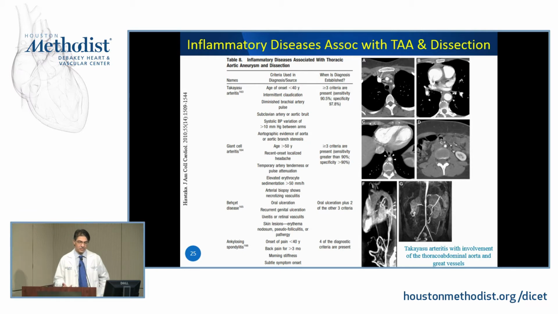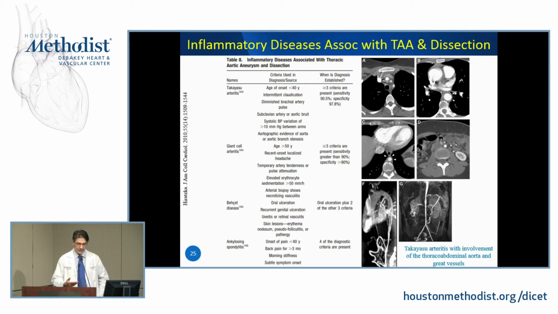And these are inflammatory diseases. On the right is a sequence of images of Takayasu's. And Takayasu is not the only arteritis. There are others such as giant cell, Behçet's, ankylosing spondylitis. It's so important for us to be aware of them and how they present.